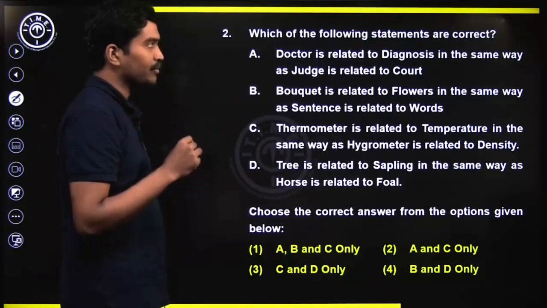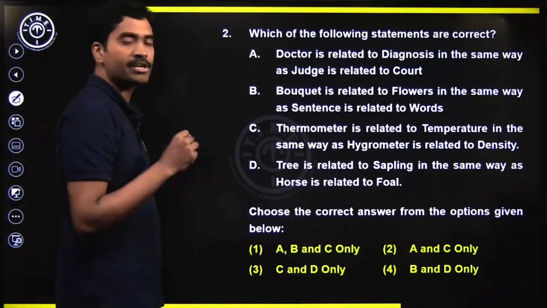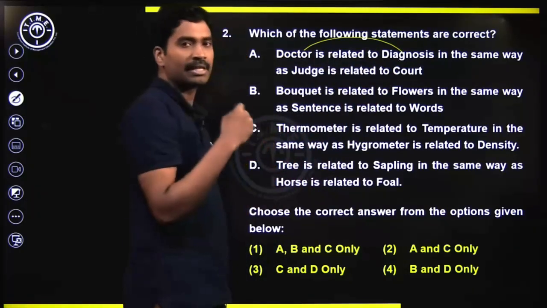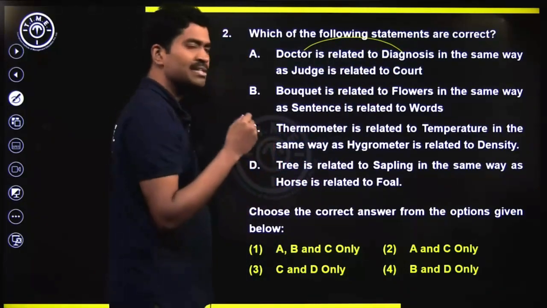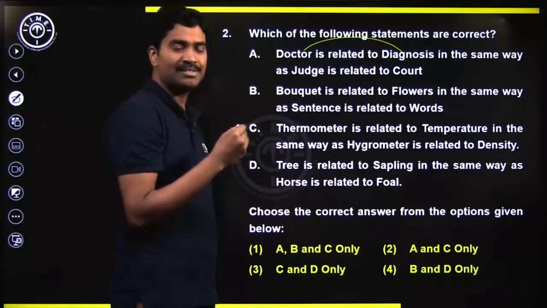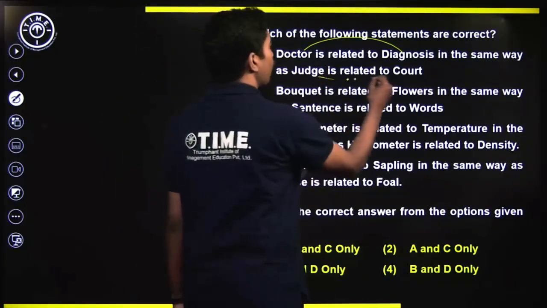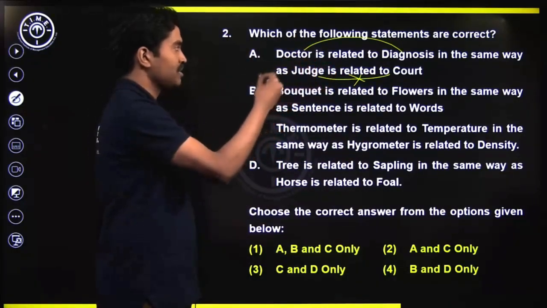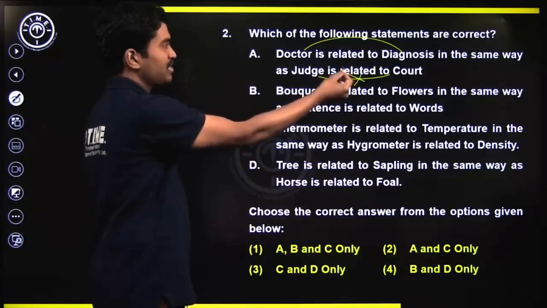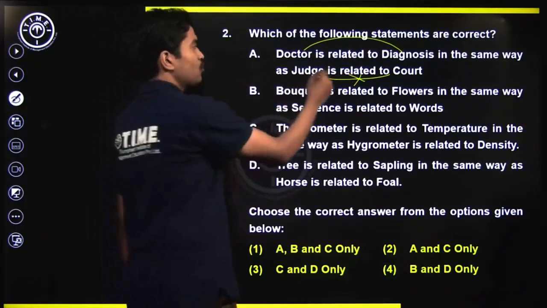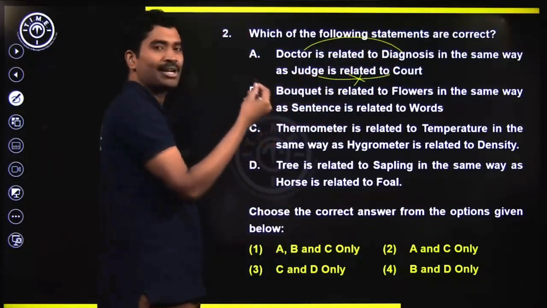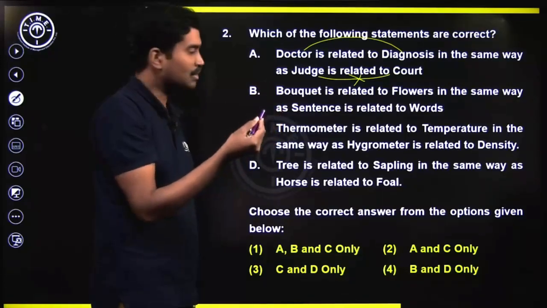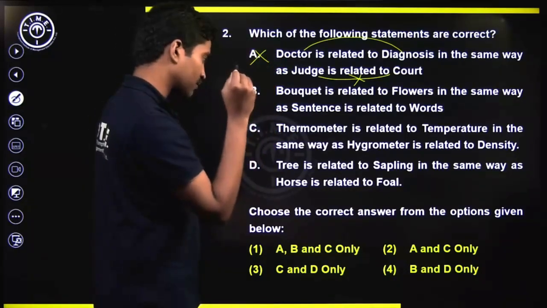Which of the following statements are correct? Doctor is related to diagnosis in the same way as judge is related to court. Doctor is responsible for diagnosis, or we can say doctor gives diagnosis. The same way judge gives judgment, but judge does not give court, right? This relationship is not actually very appropriate. I would have expected judgment here, not court. If I want court here, then I should have said doctor is related to clinic or hospital. Doctor goes to a clinic, judge goes to a court. So A is definitely not one of them.